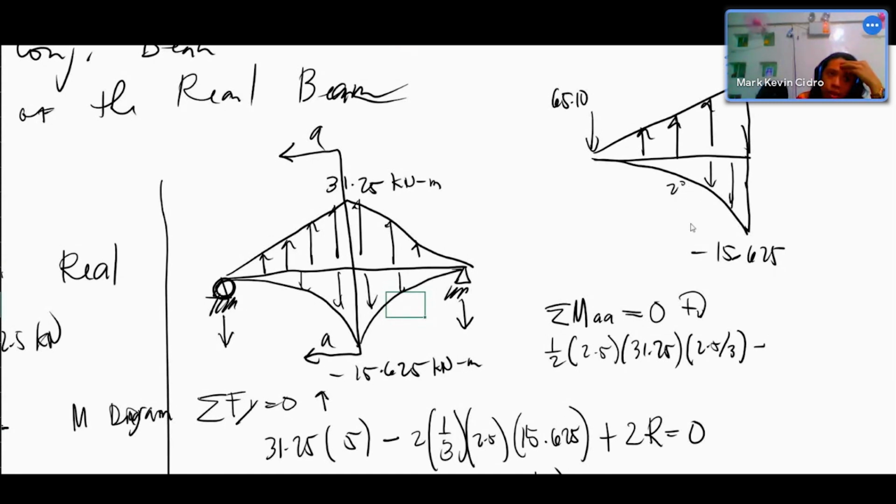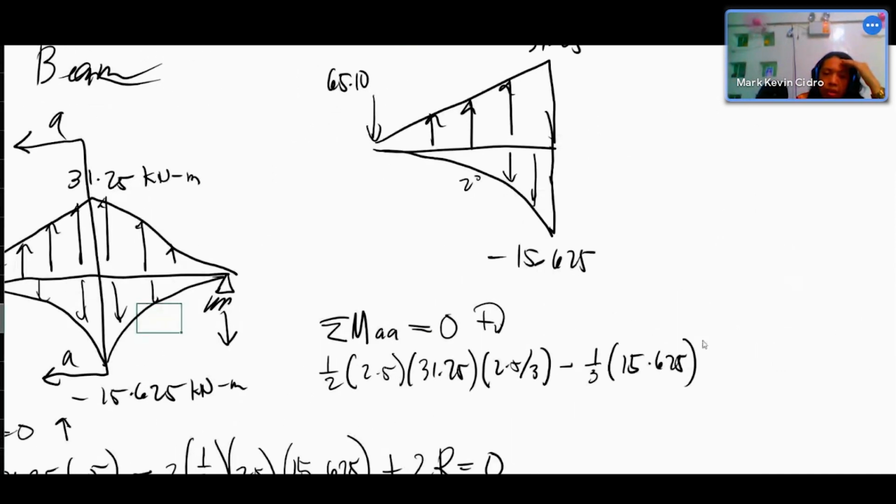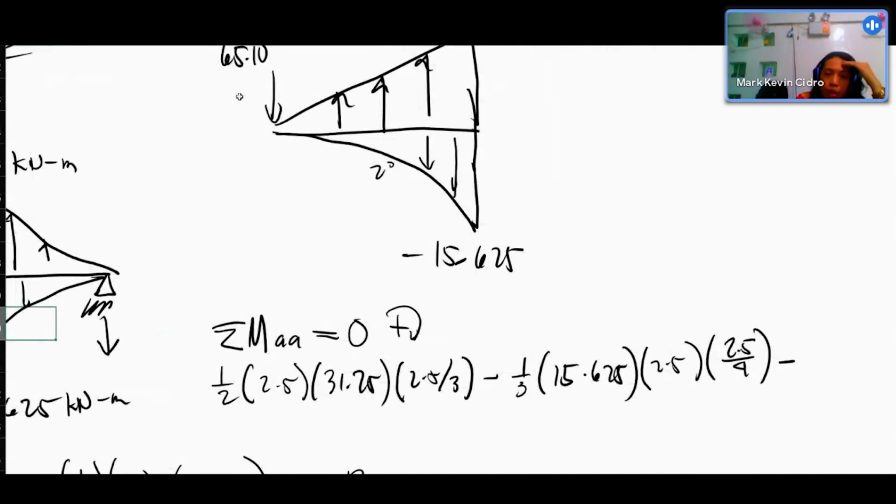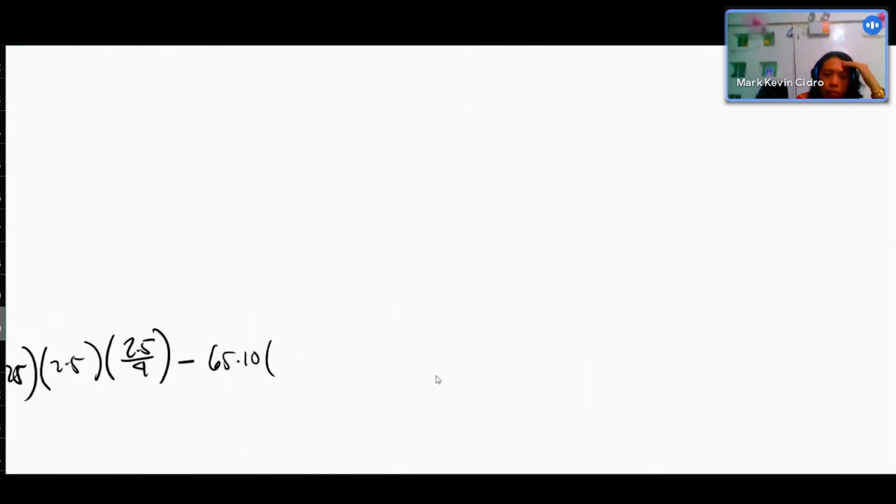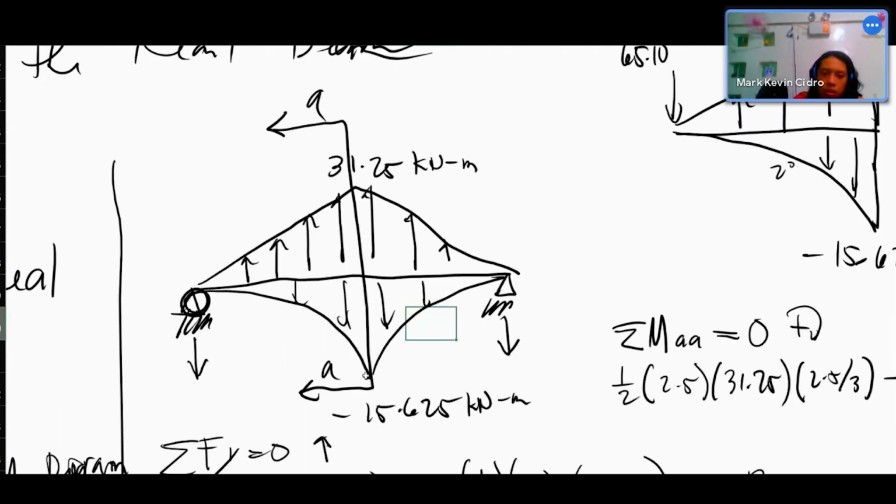Minus, this is second degree: the area is 1/3, the base is 15, negative, 15.625, times 1/3 base times 2.5. The moment arm is 2.5 over 4. Minus 65.10 times 2.5. This is equal to, no, what happened?